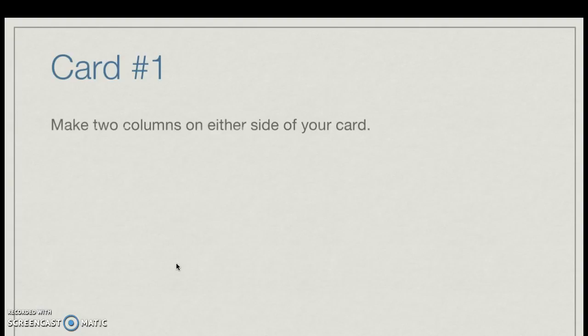For the first part, I need you to make 2 columns on either side of your card. So that if you're looking at your one card, you're going to have 4 columns, 2 columns on the front and 2 columns on the back. Or if you're doing this in your day book, just take 2 pages in your day book and make 4 columns across.